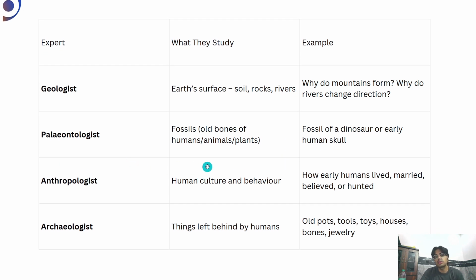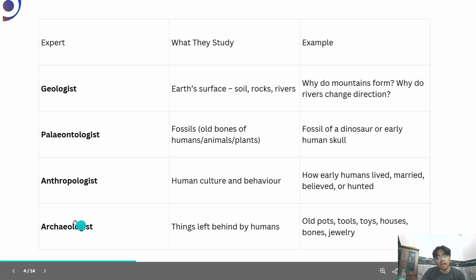Anthropologists are the people who study human culture and behavior, that is, how early humans lived in society, how they married, what their beliefs were, what god they worshipped, or which animal they hunted. These are some of the examples of how anthropologists study the past.